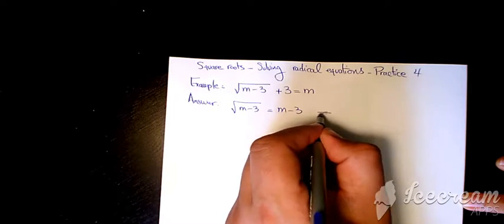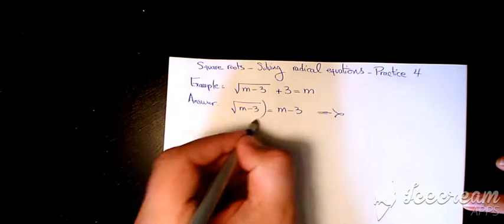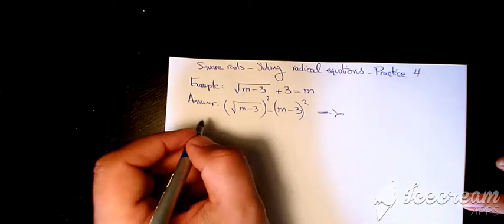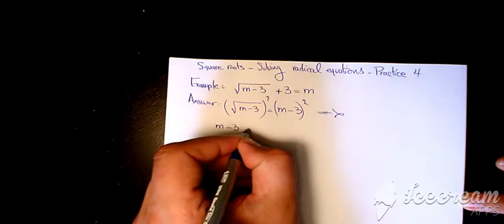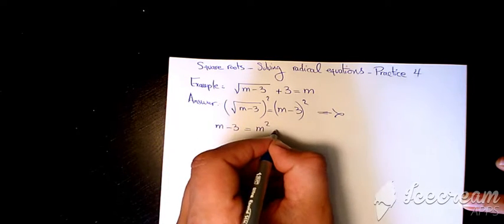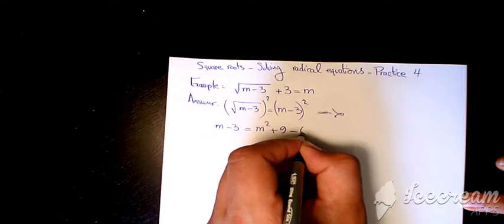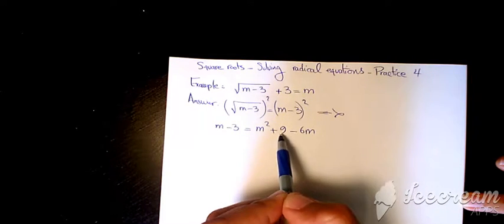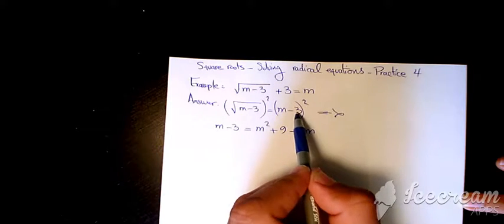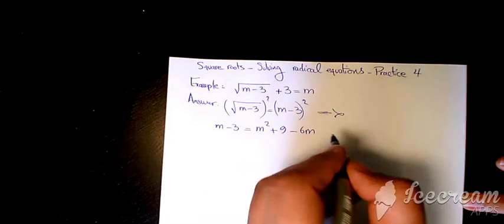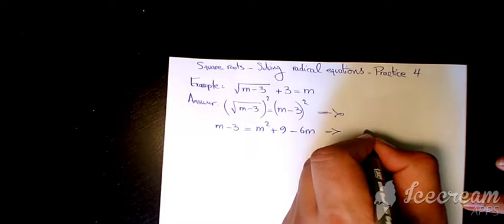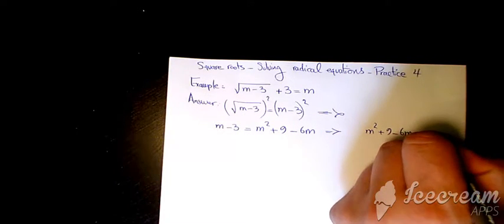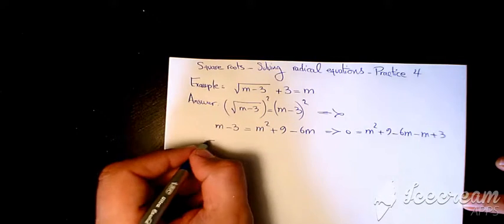So we can say that when we square both sides, the square and square root cancel out, and it will be m minus 3. On the right hand side we have m squared plus 9 minus 6m, because it's going to be m squared minus 3 squared, which is plus 9, and 2 times negative 3 times m will be negative 6m. Then it will be m squared plus 9 minus 6m minus m plus 3 equals 0.